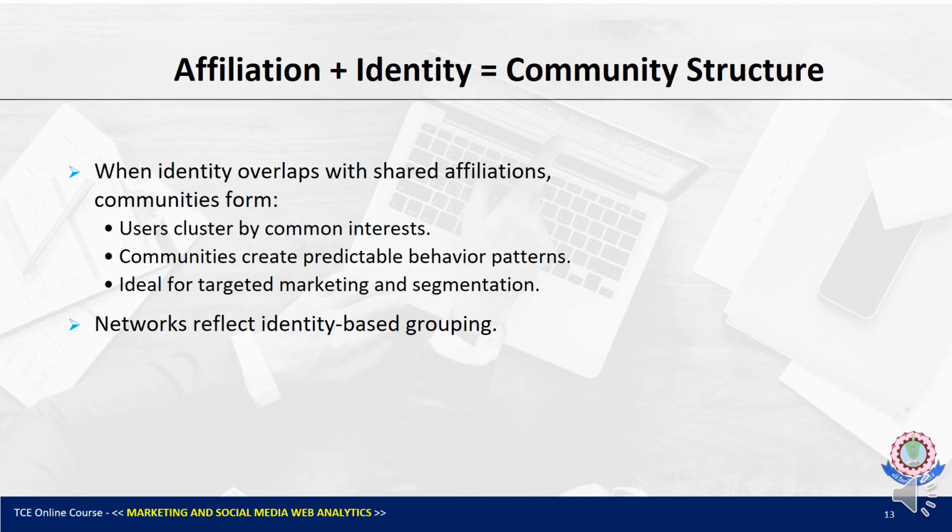Identity plus affiliation equals community structure. When people share both identity and affiliation, communities form naturally. These communities become predictable in their interests, engagement, and buying behavior. For marketers, these represent highly targetable segments.